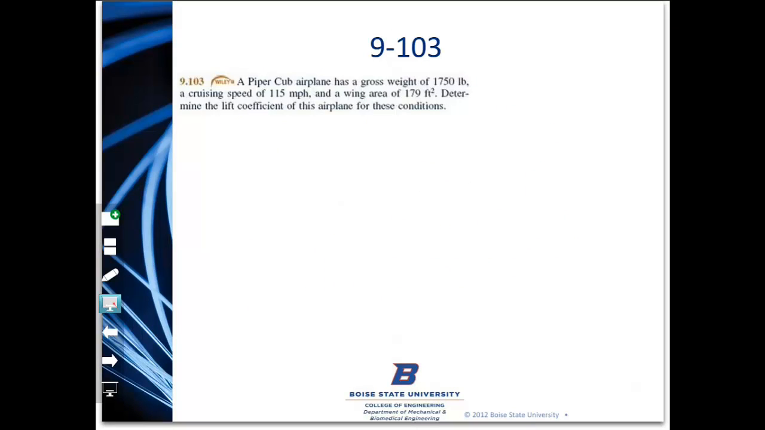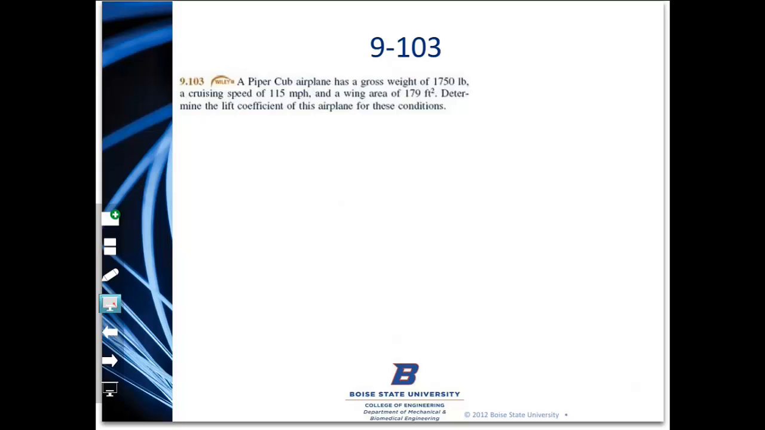Okay, let's look at one last problem. A Piper Cub airplane has a gross weight of 1750 pounds, a cruising speed of 115 miles per hour, and a wing area of 179 square feet. You're asked to determine the lift coefficient of this airplane for these conditions.